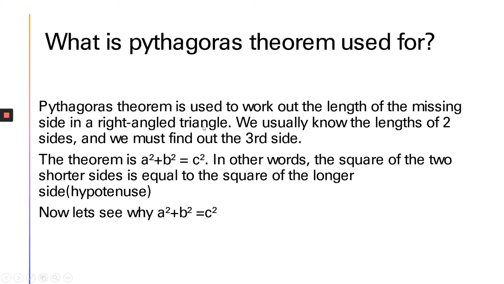So, what is Pythagoras theorem used for? Pythagoras theorem is used to work out the length of the missing side in a right angled triangle. We usually know the lengths of two sides and we must find out the third side. The theorem is a squared plus b squared equals c squared. In other words, the sum of the squares of the two shorter sides is equal to the square of the longer side. The longer side is always the hypotenuse. So now let's see why a squared plus b squared equals c squared.